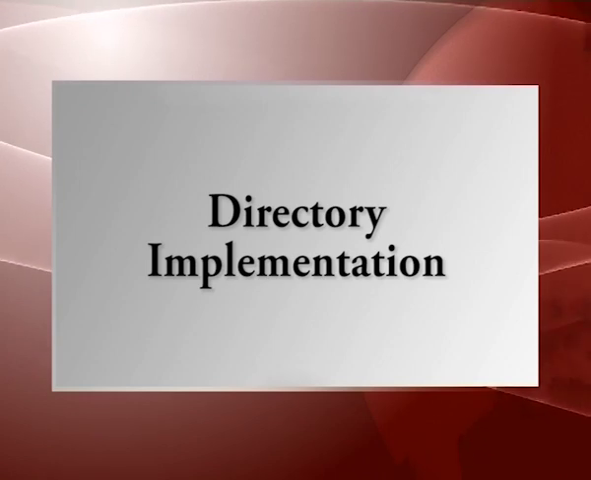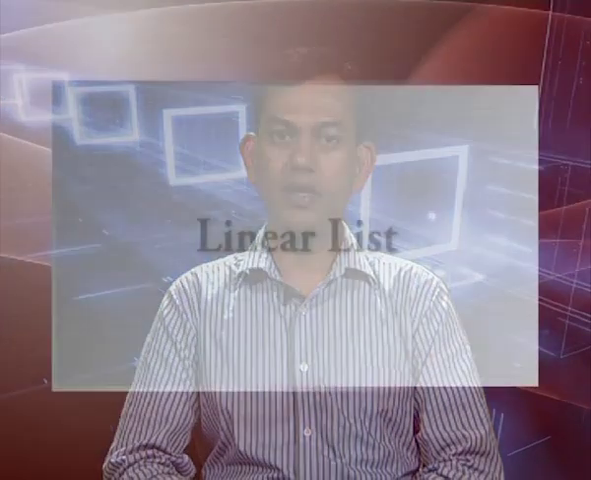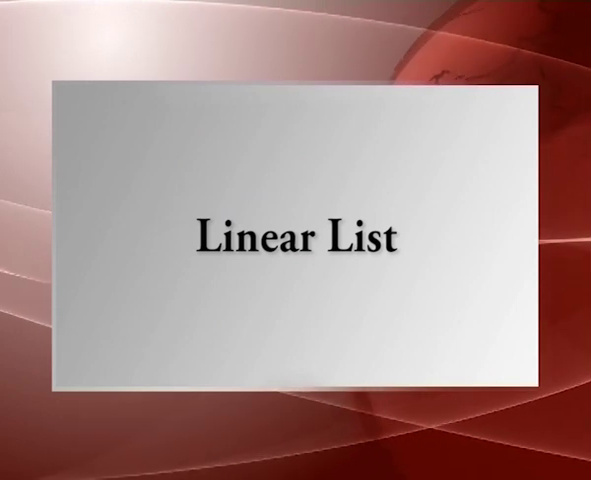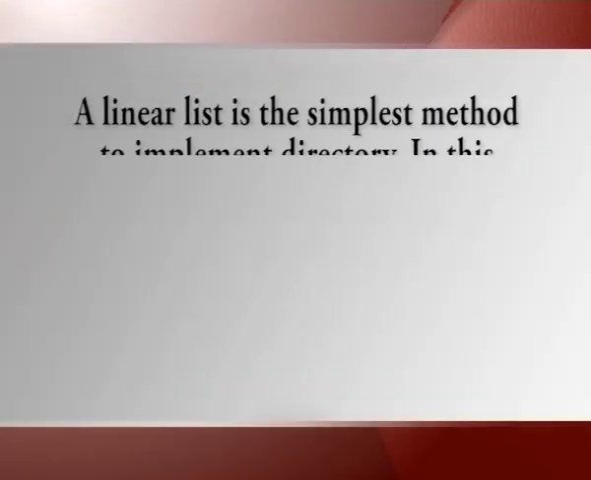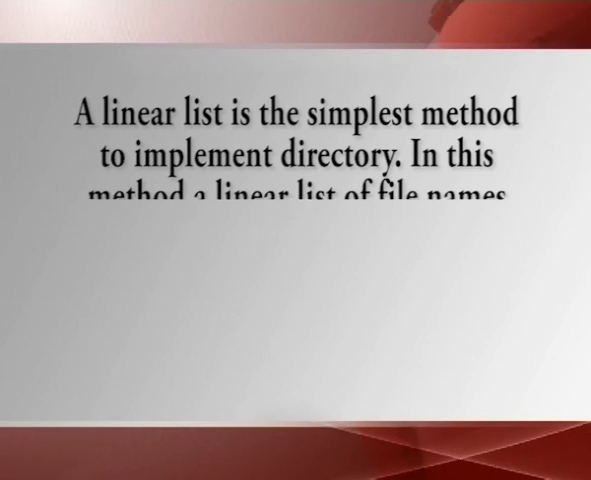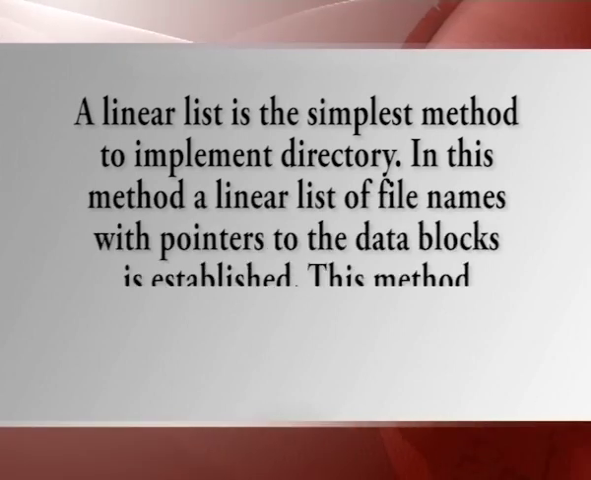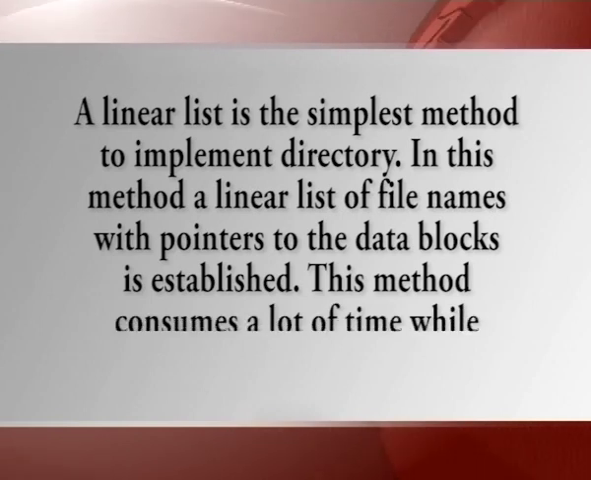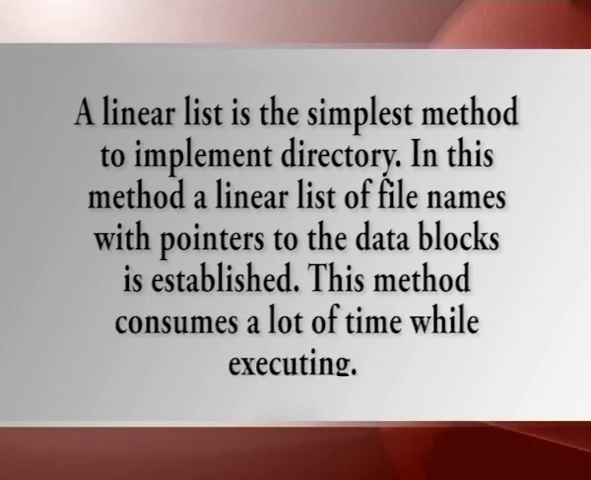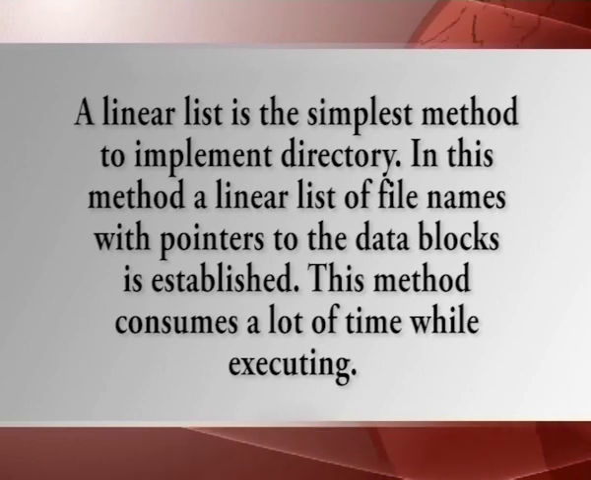Next topic is directory implementation. Directories need to be fast to search, insert and delete with a minimum of wastage disk space. There are two methods to implement directories. First is linear list. A linear list is the simplest method to implement directory. In this method, a linear list of file names with pointers to the data blocks is established. This method consumes a lot of time while executing.